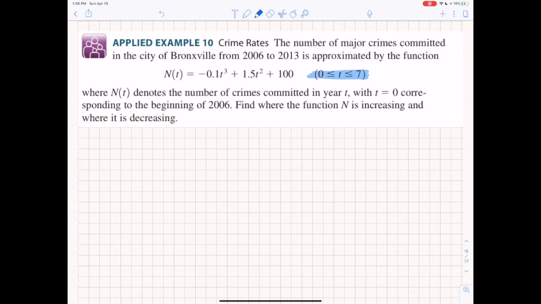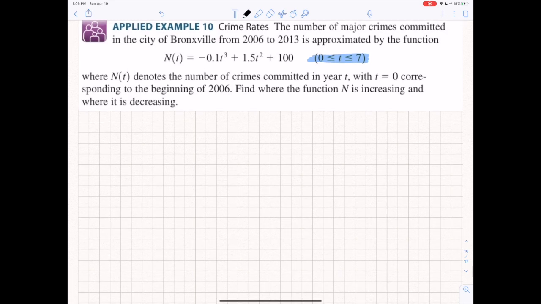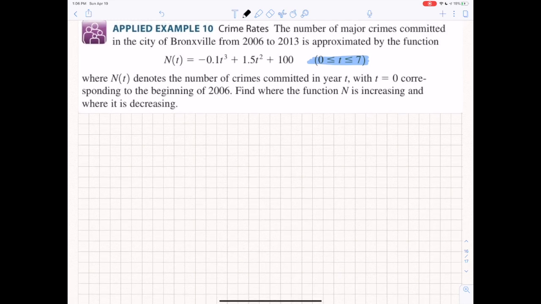Now, n of t denotes the number of crimes committed in year t, with t equal to 0 corresponding to the beginning of 2006. So notice that t is only going until 2013, so that's why t is 7. So find where the function n is increasing and where it is decreasing. All right, and so that means if I'm looking for increase, decrease, I'm essentially using the first derivative test, which means find critical numbers. So I need to look for where is n prime equal to 0.